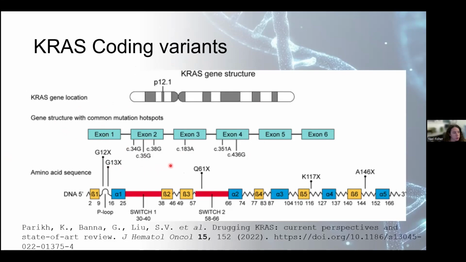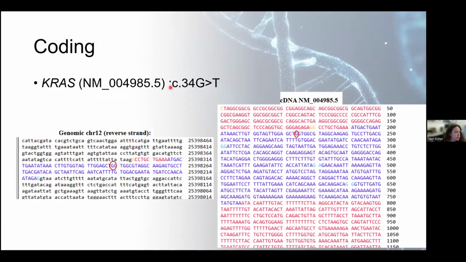So for instance, if we're looking at KRAS coding variants, there are 6 common hotspots on KRAS, and these are the most commonly involved bases that are altered. If we look at base number 34, and there's a G there, a variant might be, for instance, G>T. So what we're talking about is a change of the G in position 34 into a T.